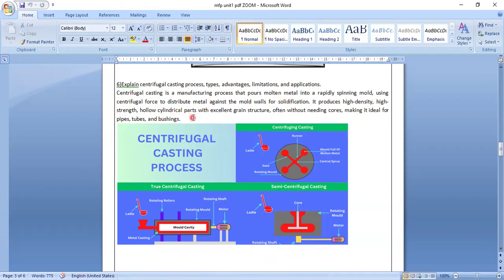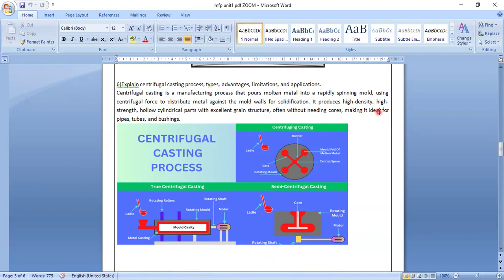Once I will read the definition. Centrifugal casting is a manufacturing process, one of the manufacturing processes you can tell, that pours metal into a rapidly spinning mold. So definitely spinning will be there. By using a motor, you have to spin the mold cavity using centrifugal force. Automatically, centrifugal force is developed inside to distribute metal against the mold walls for solidification. So mold walls, no defects in the walls. Totally, the metal will spread up to the walls in a fine way.